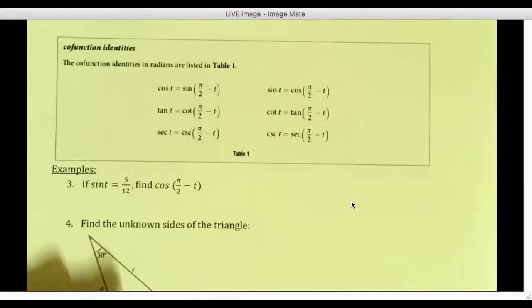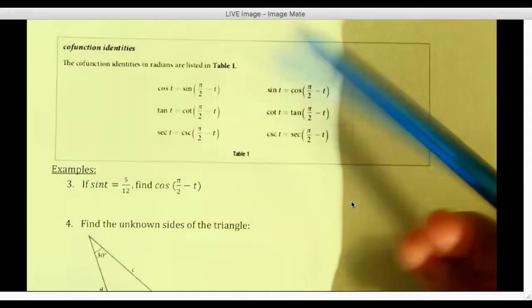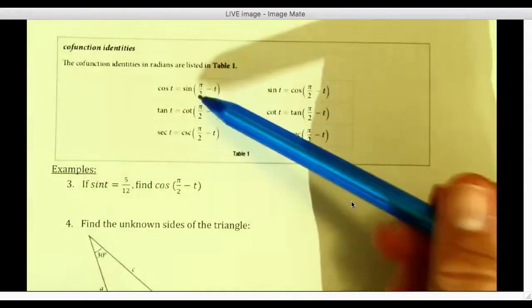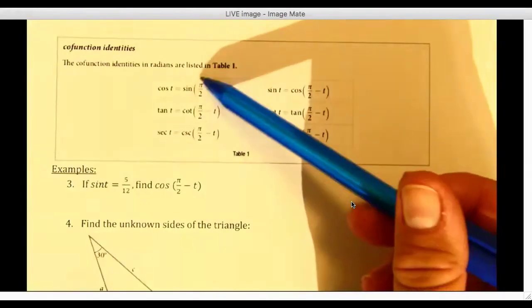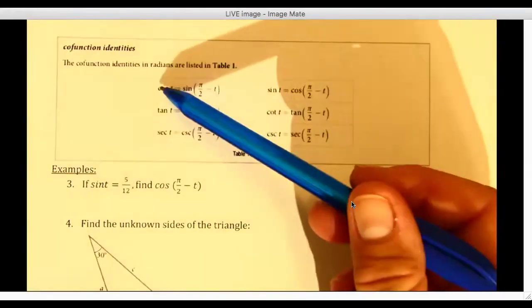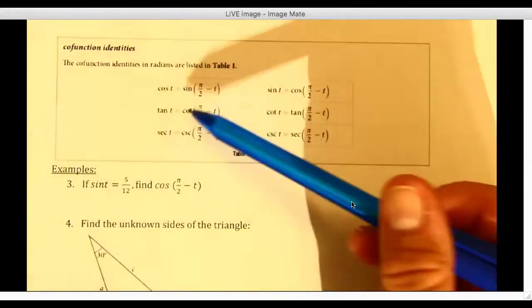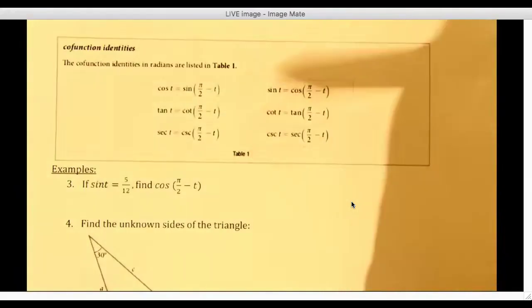In section 3, we went over cofunctions, and we saw them with degrees. These are the same cofunctions that you saw in the previous section, but with radians here instead. So cosine and sine are cofunctions, tangent and cotangent, secant and cosecant.